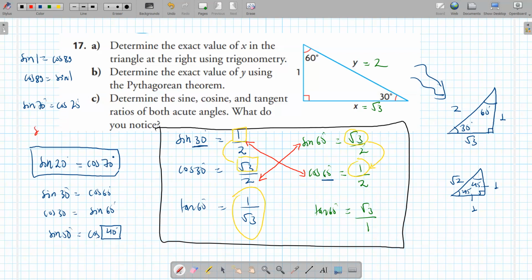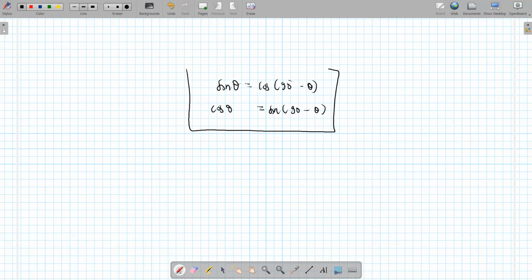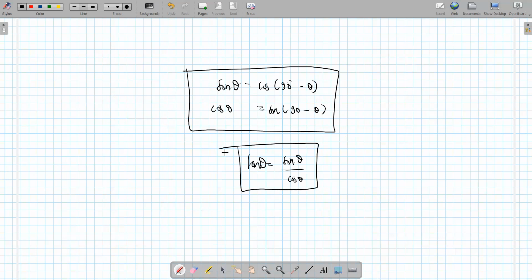One is that sine theta, sine of any angle, is going to be cosine of 90 minus that angle. Vice versa also works. Cosine of theta is going to be sine of 90 minus that angle. That's how sine and cosine are related. And tan is going to be sine over cosine. So here are the two main takeaways from this problem. Cool?